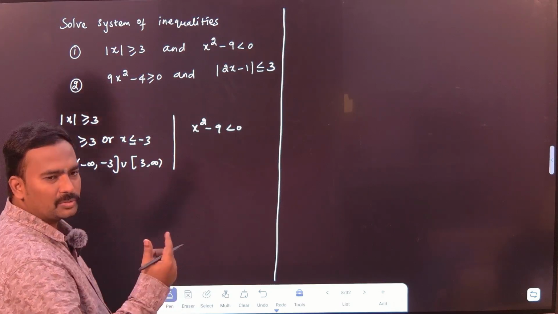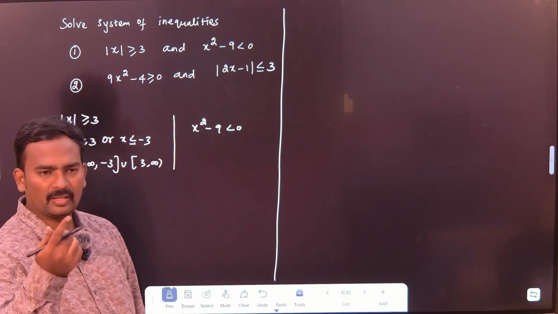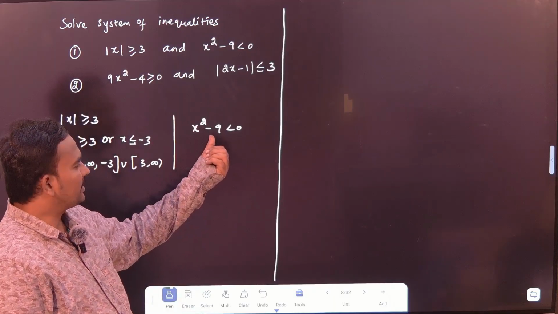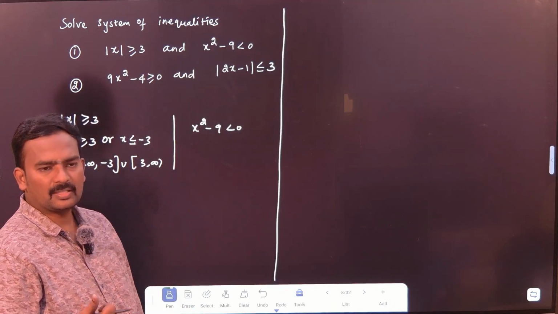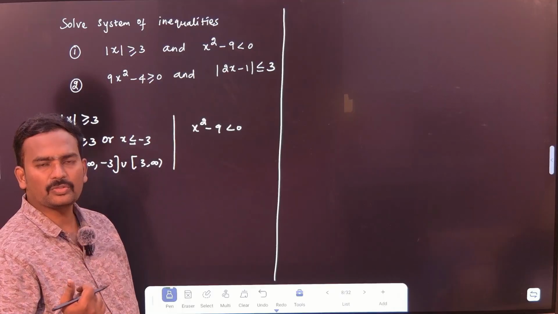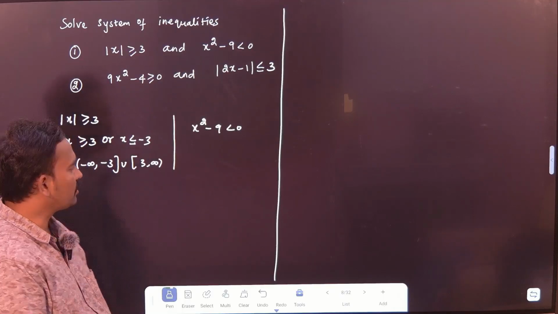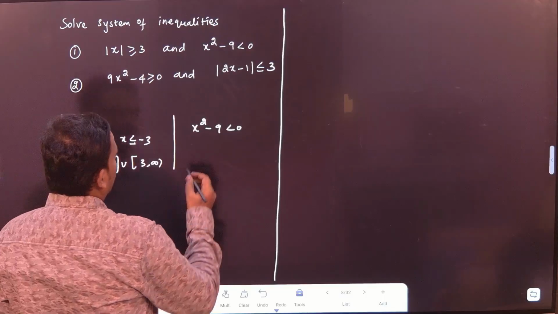You can use the Wavy Curve method. We already discussed it last session. x² − 3² < 0, so you can write (x + 3)(x − 3) < 0. You can use the Wavy Curve method or you can use the modulus here.